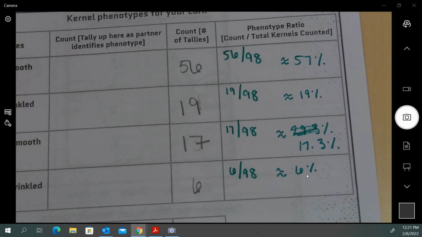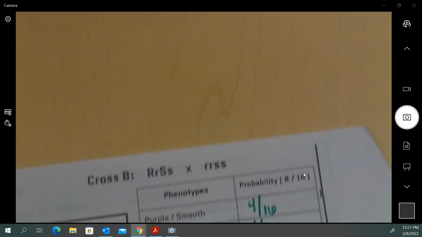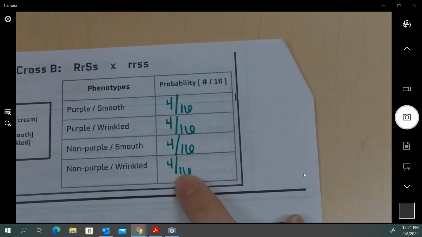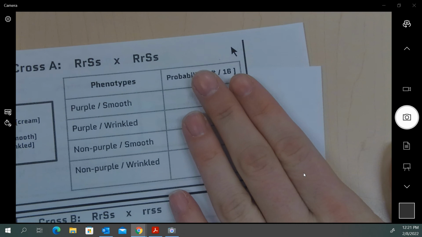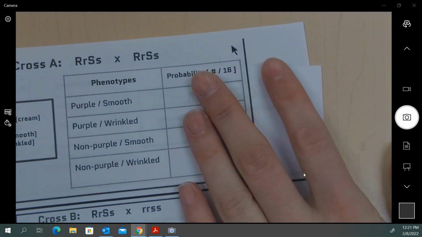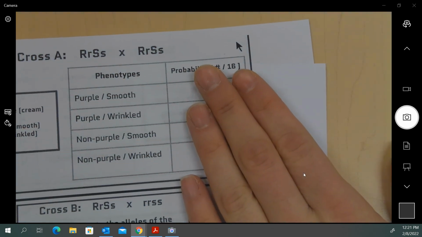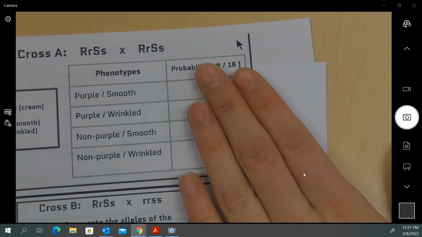What I'm going to have you do now is the same thing: figure out the percents for cross B, and I want you to determine the percents for your cross A as well, so cross A from over here. So I want you to take a minute, figure out those percentages and write them next to your cross A phenotype data tables so that you have those to reflect back on for your post-lab questions.